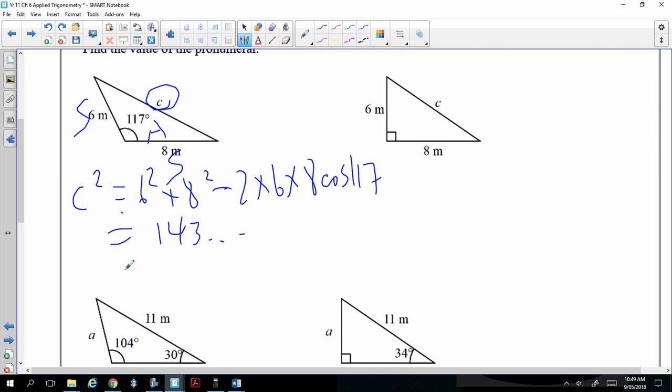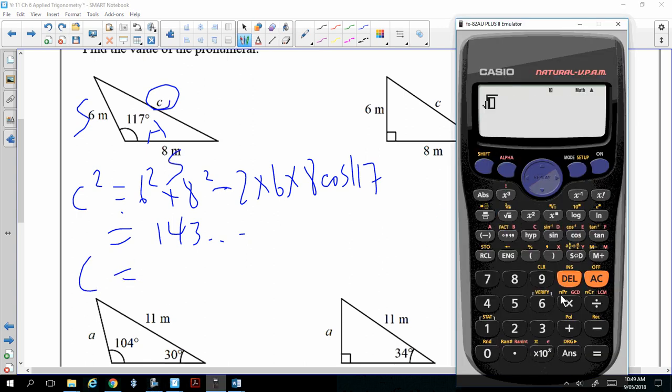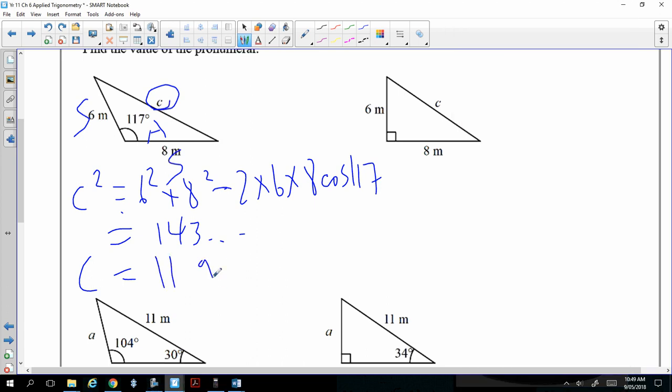Okay, so we're just going to go square root answer. You get 11.98. Right. Good. So you get that. Now, what rule do we use for the next one? Pythagoras. So you don't need the cosine because it's a right angle. So you just go c squared equal to 6 squared plus 8 squared.